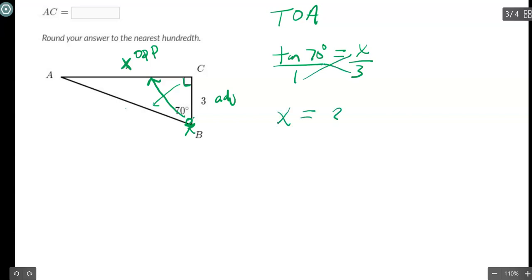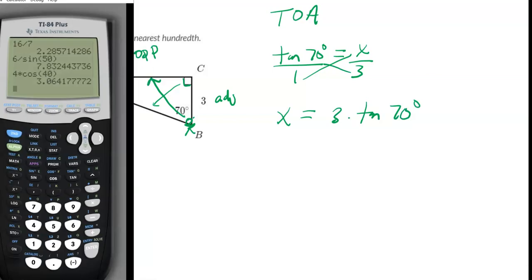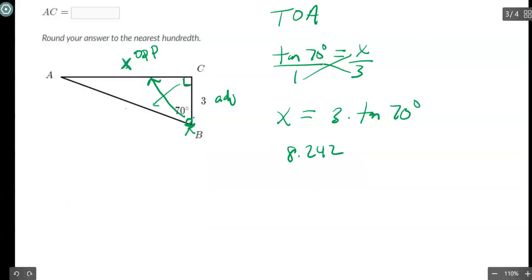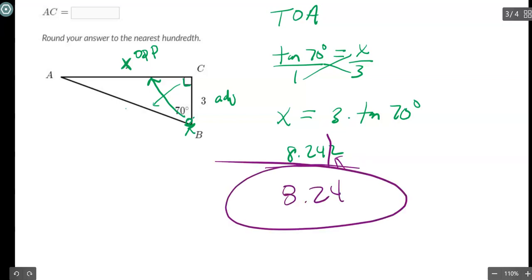And again, I put a 1 under there, I cross multiply. X equals 3 times the tangent of 70. Bust out my calculator. 3 times tan 70. Bam. 8.242. When rounding, that 2 says leave it alone. 8.24. So right there, those are the only 3 types of examples you're going to see in Khan Academy solving for a side in a right triangle.